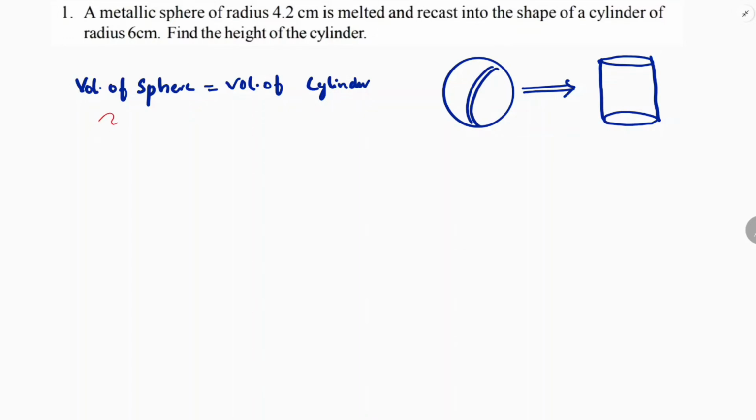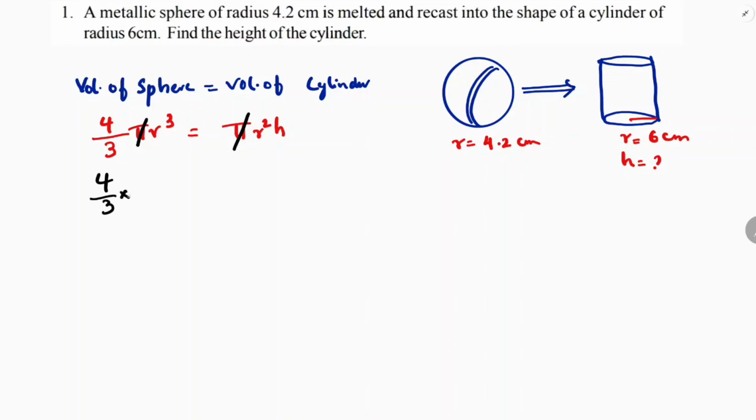So if you write the formulas, volume of sphere is 4 by 3 pi r cube and volume of cylinder is pi r square h. Radius of sphere is given as 4.2 centimeters and radius of cylinder is 6 centimeters. We need to find height. So as the volumes are equal, pi and pi will get cancelled.